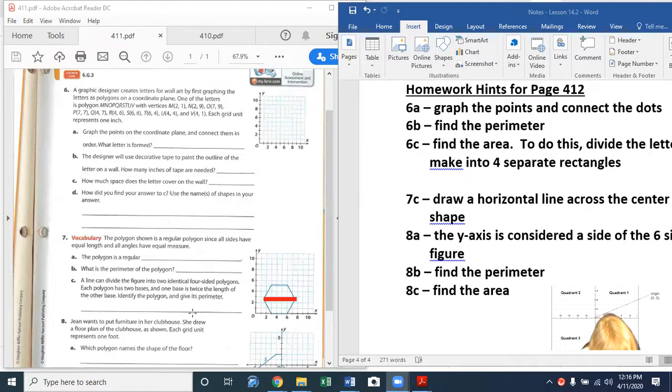Then they want you to find the perimeter. So they want you to find the perimeter of each shape. So the perimeter is this, and you have to find the length of this side right here by counting your squares or using your formula with the absolute value.